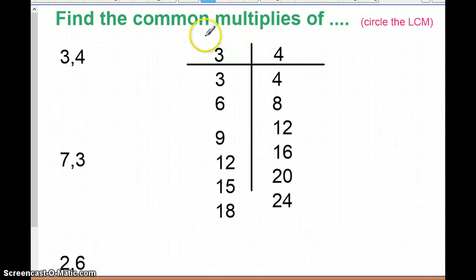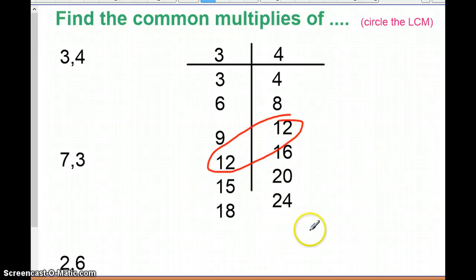Okay, so I've gone ahead and listed my multiples of 3. So I counted by 3's, 3, 6, 9, 12, 15, 18. And then I've listed my multiples of 4. 4, 8, 12, 16, 20, 24. You'll get really good and really fast at counting by each of the numbers. I typically list about 5 on each side, and usually within there you should be able to find the least common multiple, okay? So I see that both of the numbers have 12 as a multiple in common, and that's it. So if I kept going, I would find that they had more. But this is the smallest number that they have in common, so the LCM in this case is 12, okay?